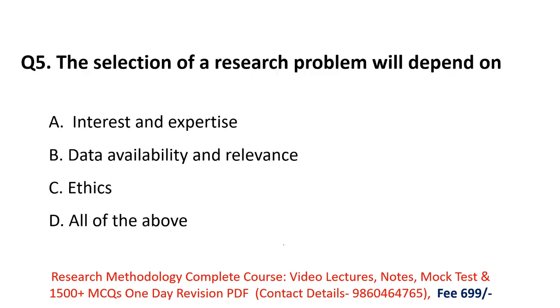Next, the selection of a research problem will depend on. So how a researcher should select their research problem, we have to find out. One by one we'll see the options. Option A is interest and expertise. Yes, because your research duration is not for 2 or 3 months; the research process is minimum 3 years, around 3 years and maximum 6 years. It's too long, so you should have some interest in that field if you are selecting your research problem.